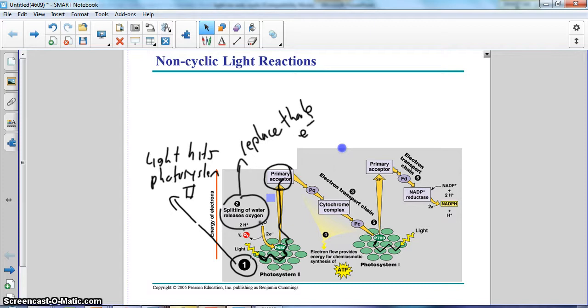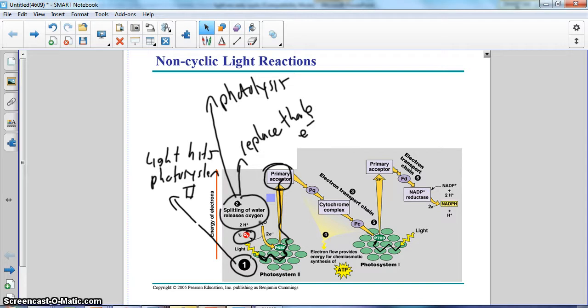that we just excited? Water is split. The electrons from water are used to replace that electron, but when water is split, oxygen is released. This process of splitting water is called photolysis. Photo meaning light, and lysis means to split. So you're going to split water, and you're going to use the electrons in water to replace the electron that was excited.